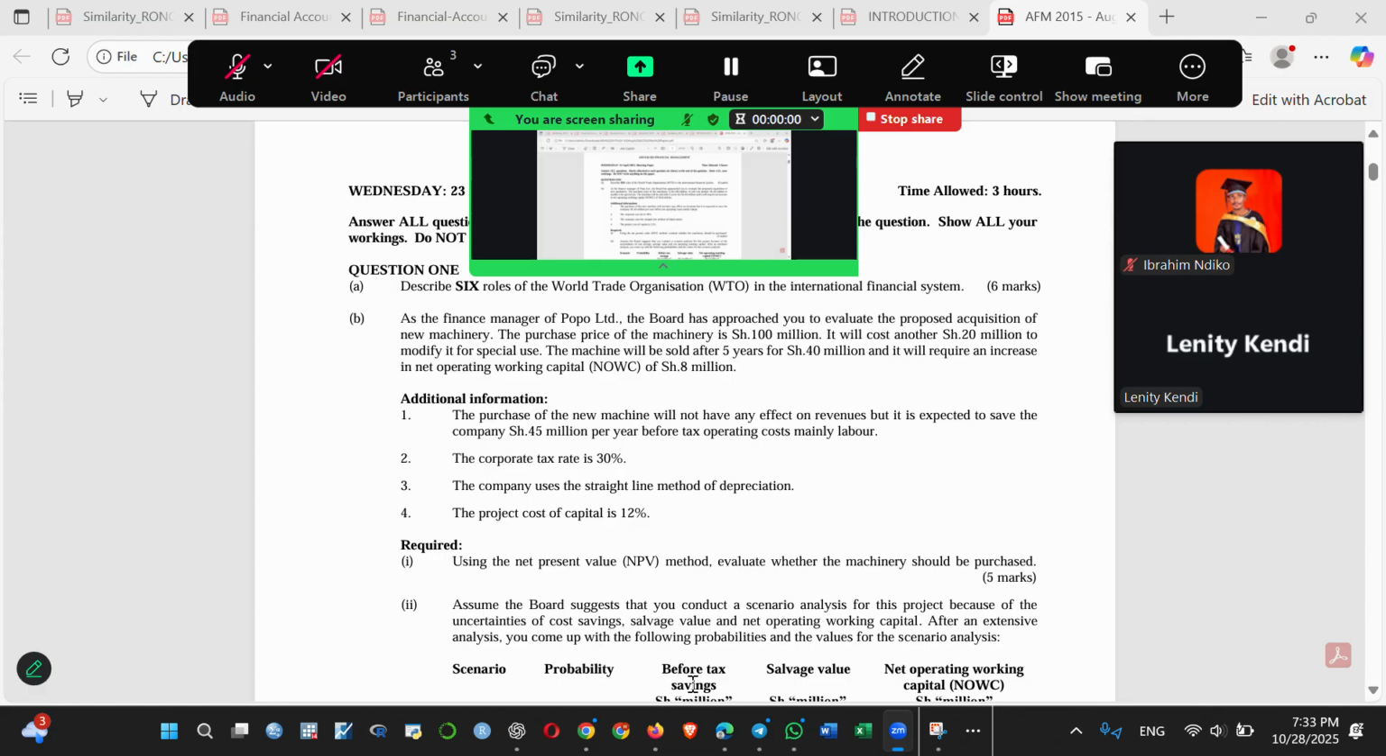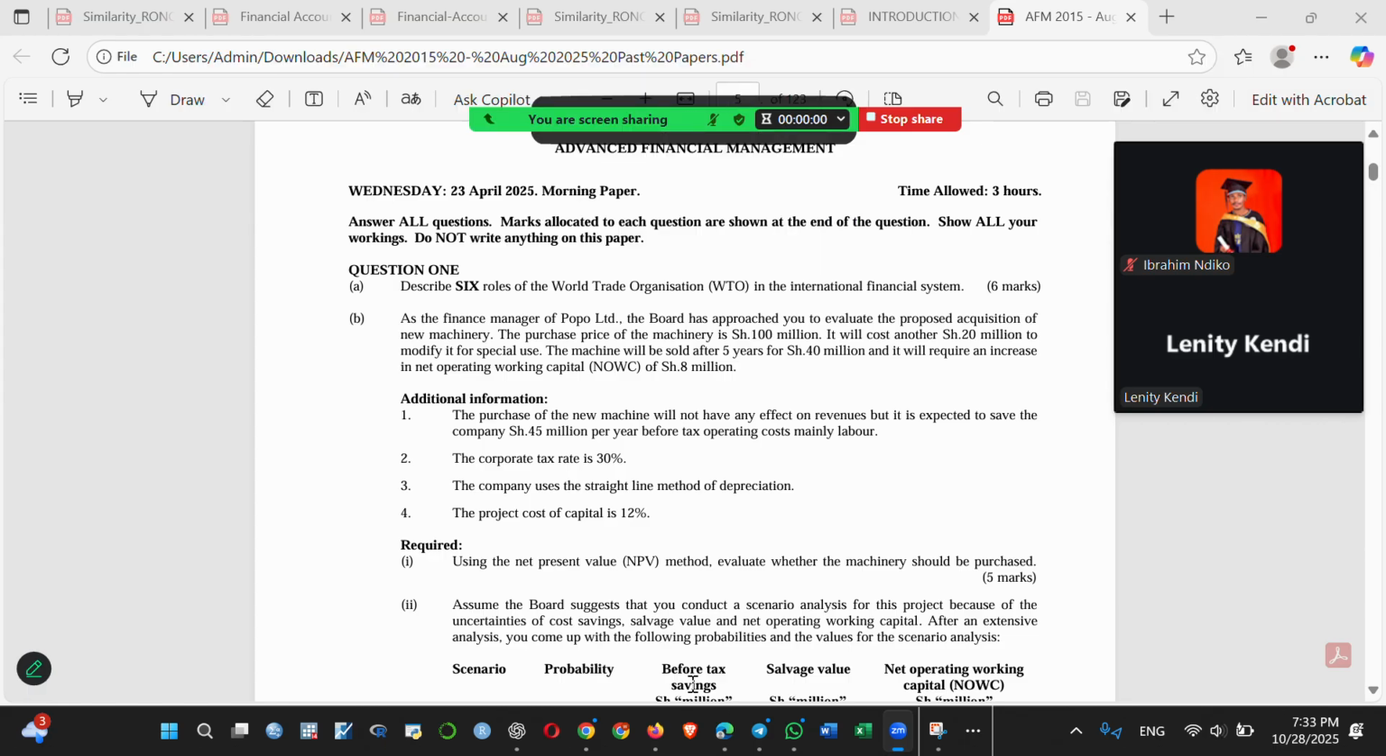Now, can you read question number 1B? Question 1B. As the finance manager of Popo Limited, the board has approached you to evaluate the proposed acquisition of new machinery. The purchase price of the machinery is 100 million shillings. It will cost another 20 million shillings to modify it for special use. The machine will be sold after 5 years for 40 million shillings. It will require an increase in net operating working capital of 8 million shillings.